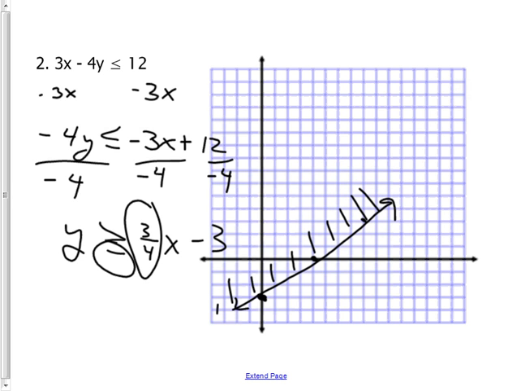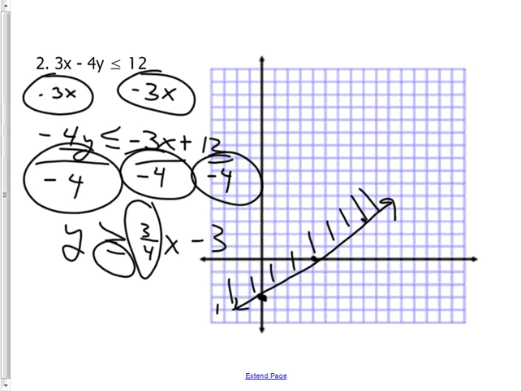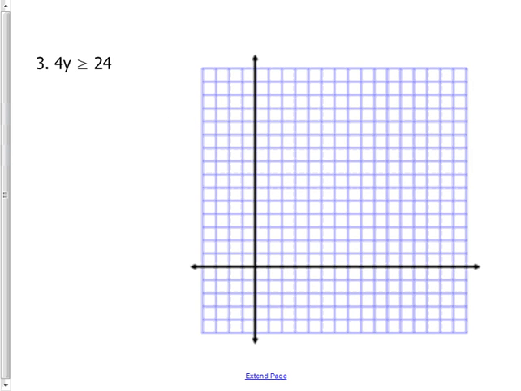Nope. I did not switch the sign for subtracting 3x because that's not multiplying or dividing by a negative. I switched the sign when I did this. See, that was dividing by -4. This is adding or subtracting a negative, and that's okay. It's only if you multiply or divide. I was dividing by -4. That's when I switched the sign. See, it went from a less than to a greater than. Okay? All right, moving on.